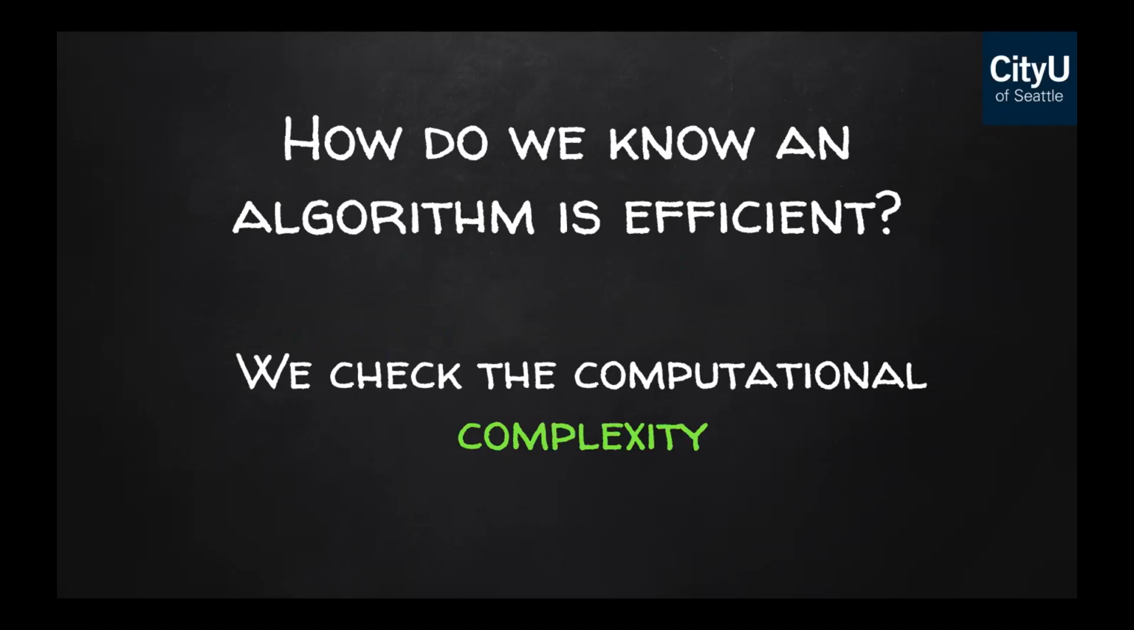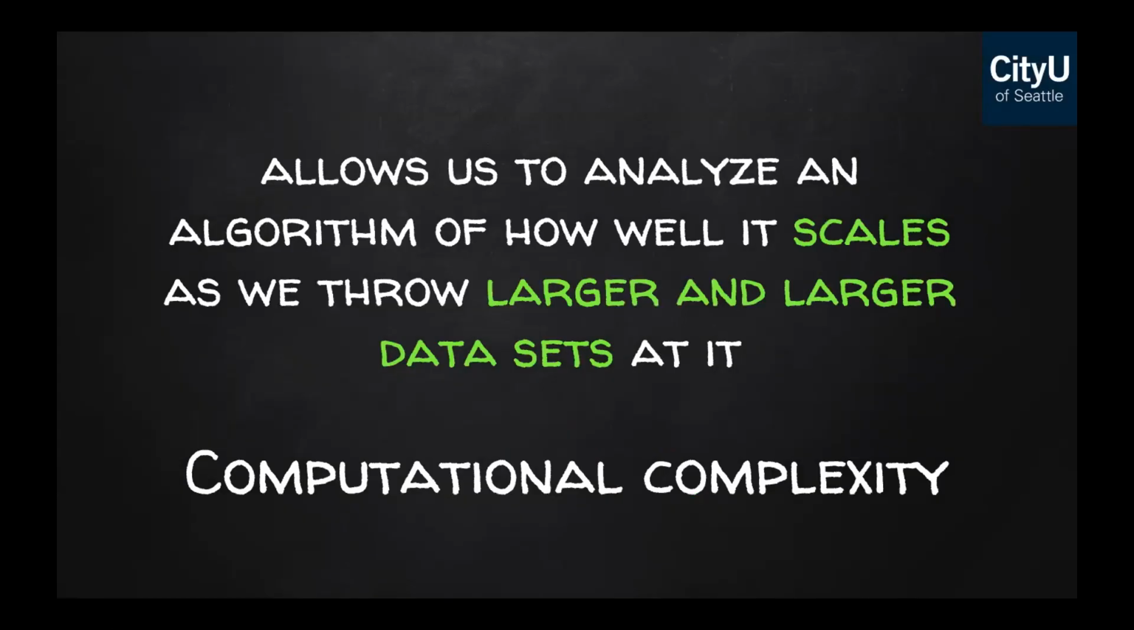So next question is, how do we know an algorithm is efficient? First, we check the computational complexity. Computational complexity allows us to analyze whether an algorithm is efficient or not. How? We check if it can scale as we throw larger and larger data sets at it. Let's say you have an algorithm to find a number, but you only have an array of length 10. But what if you have an array of length 1 billion? Is it still efficient? So the data set scaled, can your algorithm scale as well?